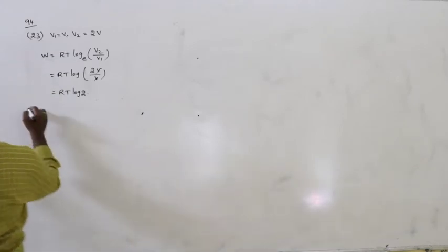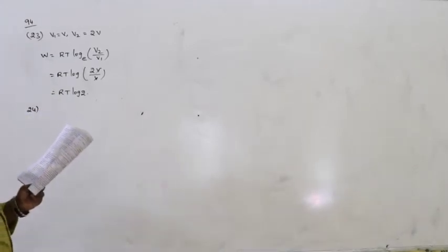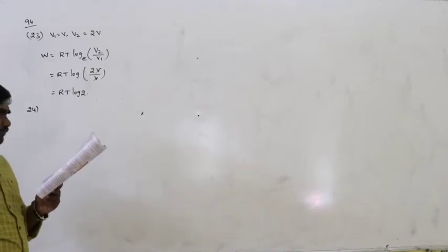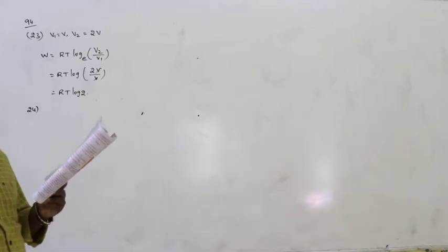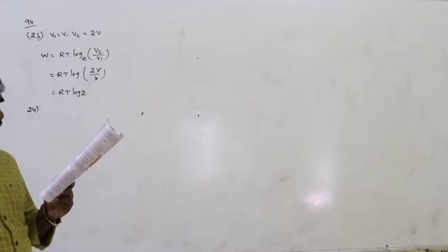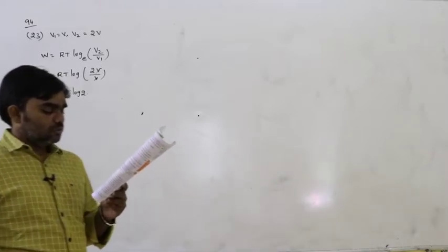Next. So see the 24th problem. 1 mole of O2 gas having a volume equal to 22.4 liters at 0 degree Celsius and 1 atmosphere pressure is compressed isothermally so that its volume reduces to 11.2 liters. Work done in this process is.